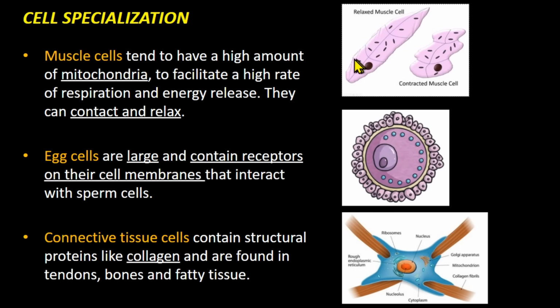Muscle cells tend to have a high amount of mitochondria to facilitate a high rate of respiration and energy release. They have to do a lot of work, so they can contract and they can relax. Egg cells are large, much larger than sperm cells, and can contain receptors on their cell membranes that interact with the binding of sperm cells. Connective tissue cells contain structural proteins like collagen and are found in tendons, bones, and fatty tissue.